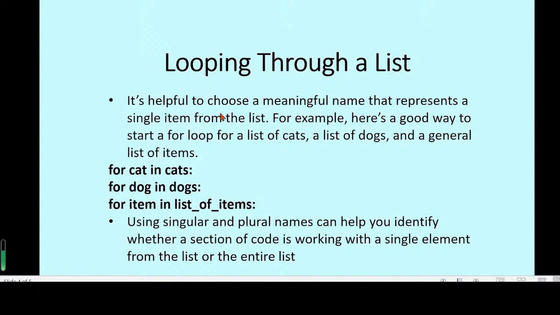It is helpful to choose a meaningful name that represents a single item from the list. For example, here is a good way to start a for loop for a list of cats, a list of dogs, and a general list of items. You can write, for example, for cat in cats, for dog in dogs, or for item in list_of_items. Using singular and plural names can help you identify whether a section of code is working with a single element from the list or the entire list.